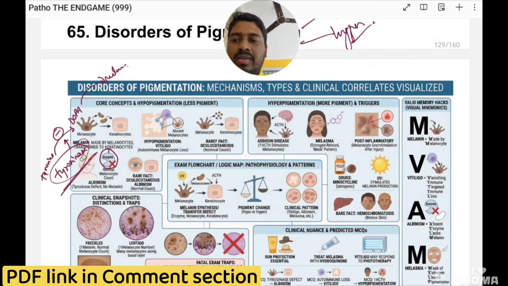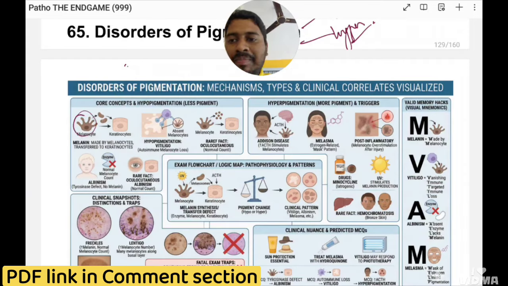Now this tyrosinase defect is seen in albinism. Here melanocytes are normal, but melanin is not synthesized because of the tyrosinase enzyme defect. Now there can be absent melanocytes also. There can be some autoimmune process which targets the melanocytes. If these melanocytes are absent, there is no melanin, and this is known as vitiligo, autoimmune melanocyte loss.